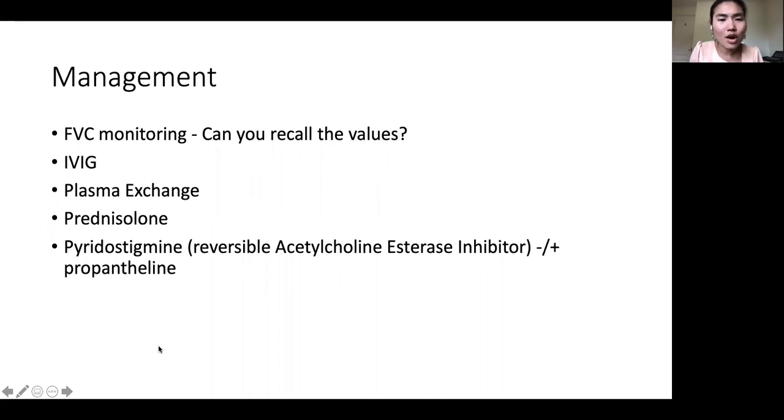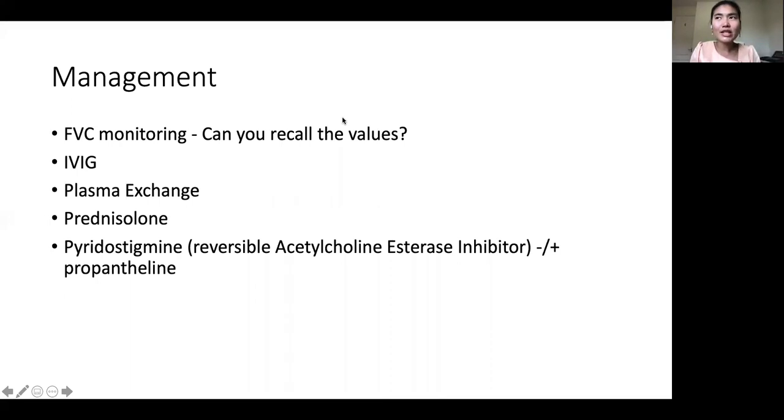Management-wise, now another short interactive session. Can you recall the values? One, will you transfer this patient to HDU? One, do you think the patient might need ventilation and intubation? 20 ml per kg, HDU. What about impending type 2 respiratory failure, ventilation? Oh, perfect, excellent, well done.